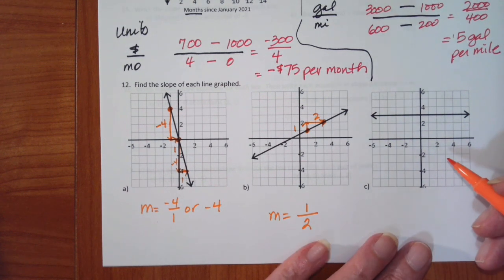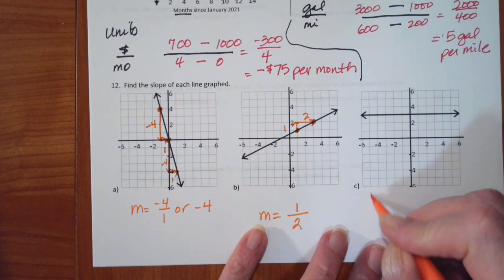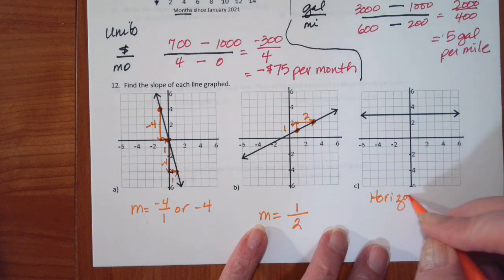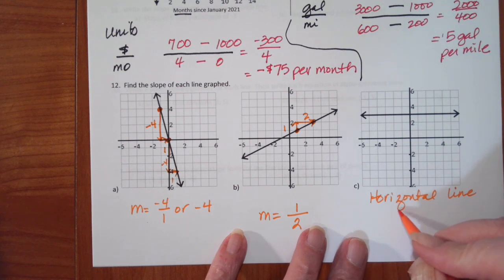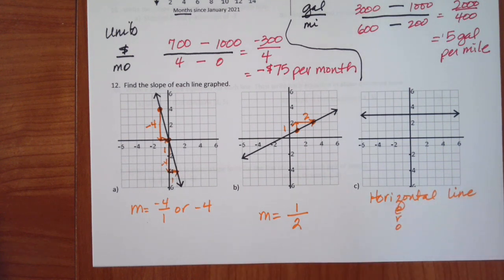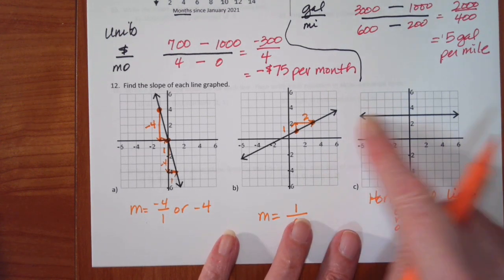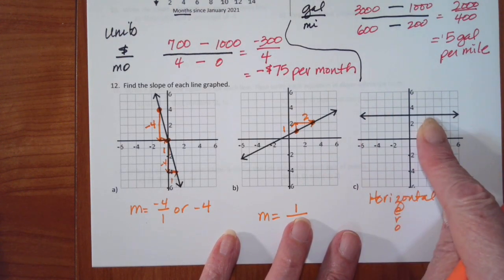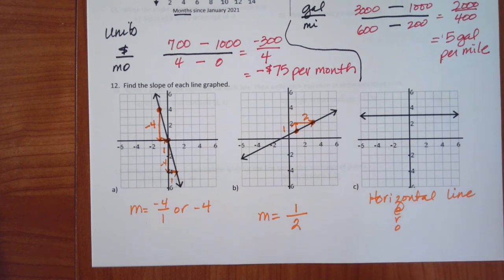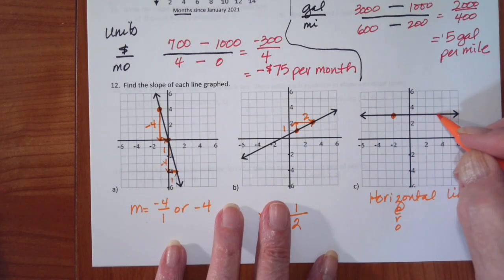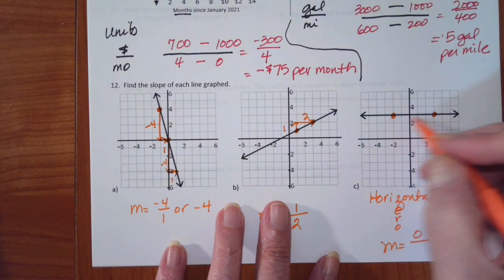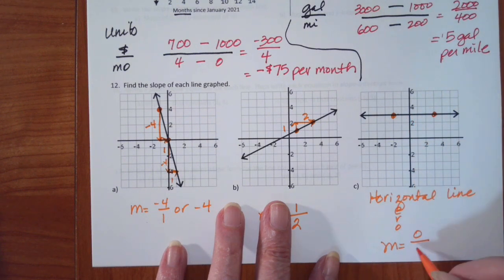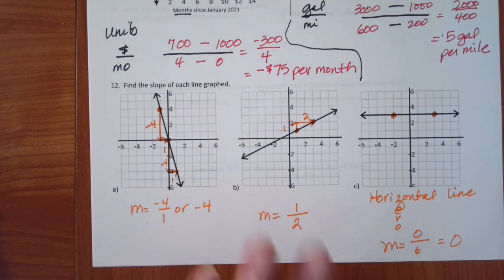Okay. Now there are a couple of ways to look at this one. Remember, this is a horizontal line, which means it has a 0 slope. Or just think about it, you're not going up or down at all. So it's going to be 0. You can pick any 2 points. To get from here to here, your vertical change is 0, your horizontal change is 6, which is 0.